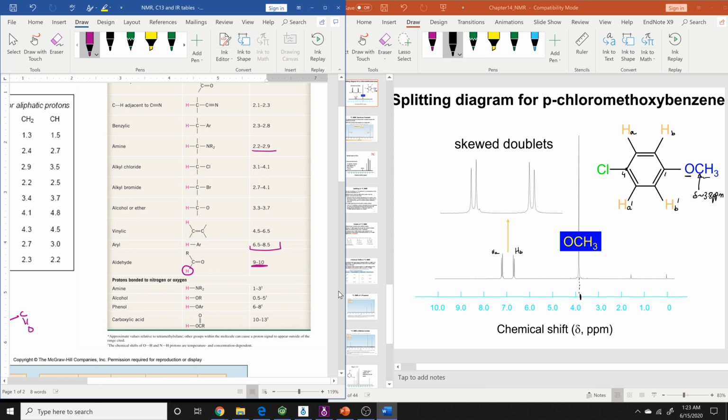Now the carboxylic acid signal is going to show between 10 and, probably you're not going to see the 13, so it's going to be between 10 and 12 parts per million. You're going to see a signal between 10 and 12 parts per million, and this is precisely for the carboxylic acid.